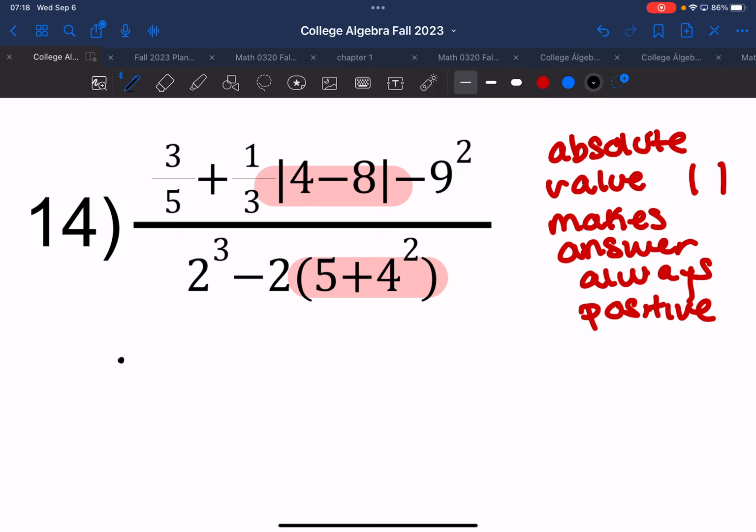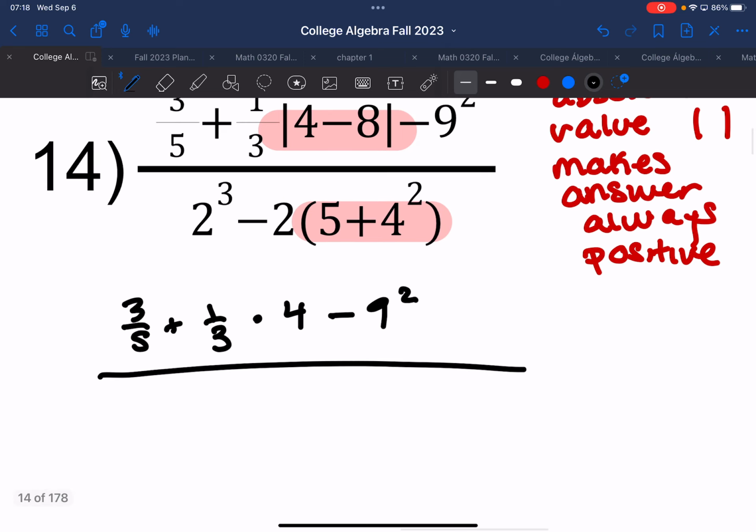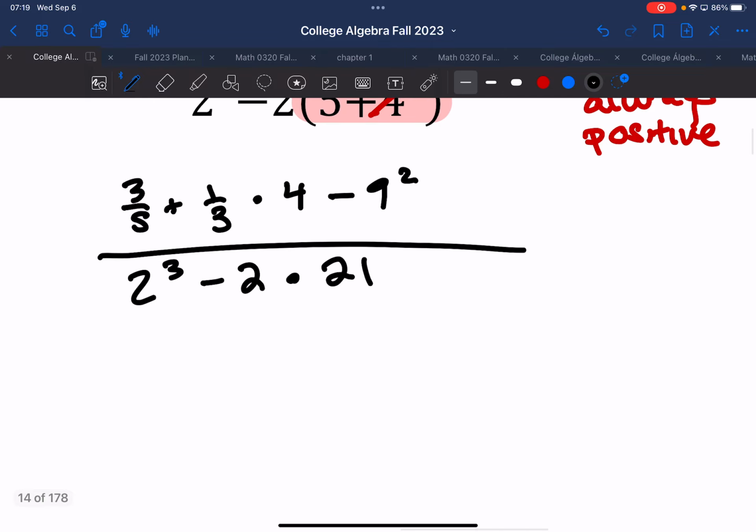Okay, so I have 3/5 plus 1/3 times positive 4. Because 4 minus 8 is negative 4, absolute value makes it positive, so times 4, minus 9 squared. And then on the bottom, 2 cubed minus 2 times, what do we have to do first in that parenthesis? Exponent. So we have 16 plus 5, which is 21. So times 21. Okay. This is now our new problem here.